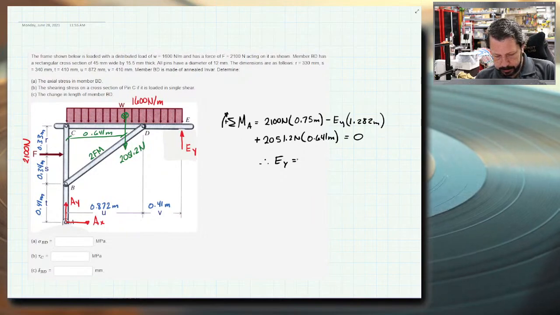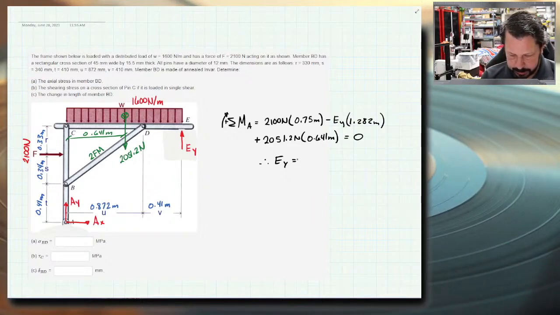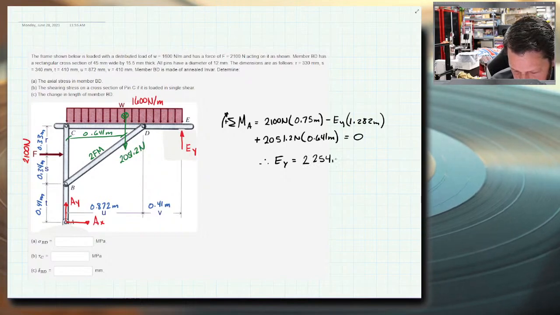All right, 2100 times 0.75 plus 2051.2 times 0.641, divided by 1.282, I get EY is 2,254.15 newtons.